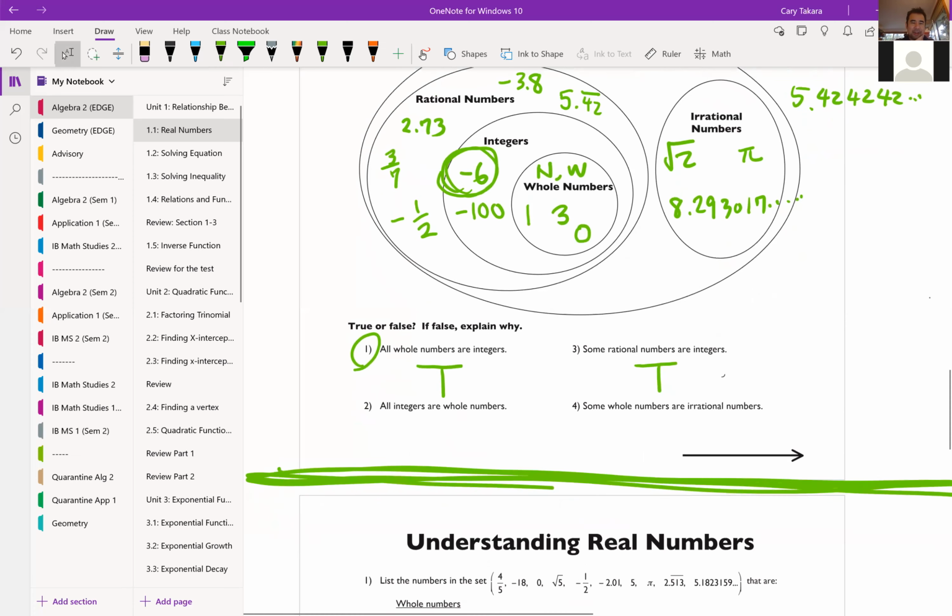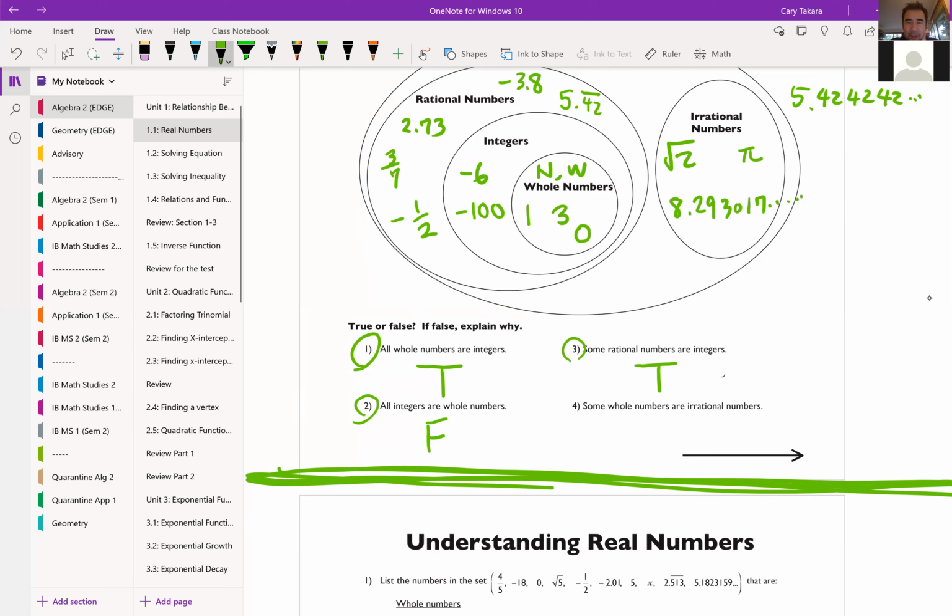Okay. How about number two? Oh, I did number three. How about number two right here? All integers are whole numbers. That's clearly false. Do you see why though? Are all integers also whole numbers? No. Okay, that's false.